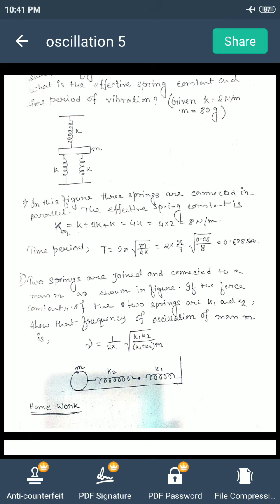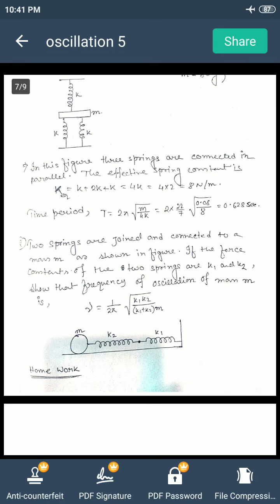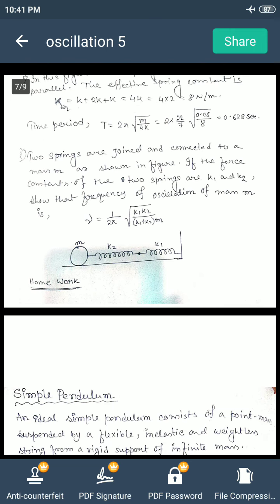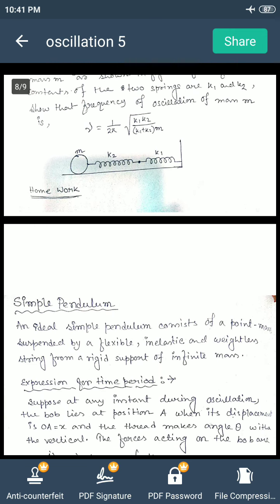The k value is given, so we get k equivalent, and T equals, you know that, 2 pi root under m by k equivalent, that equals 4k, that equals 8. If we put it over there, we get this equation. And this is your homework. Everyone prove this equation and send it to me on my WhatsApp.